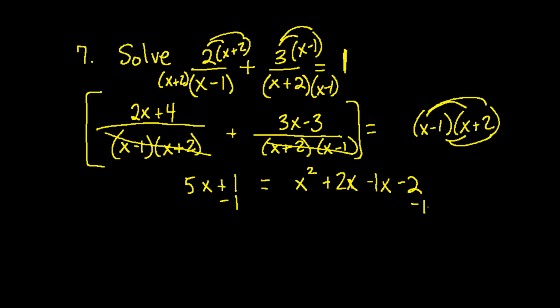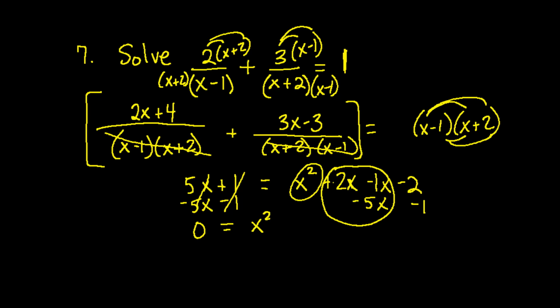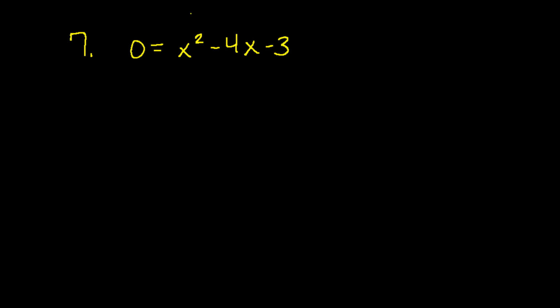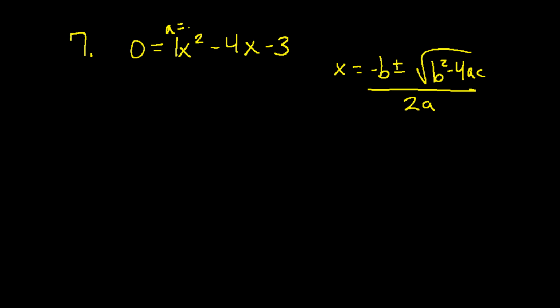So I'm going to subtract 1 from both sides and subtract 5x from both sides. So I get 0 equals x squared. That's this term. All of these are x terms. So we have positive 2 minus 1, which is 1x, minus 5x, which is negative 4x. And then we have two numbered terms, which add up to negative 3. Since it's not factorable, I'm going to use the quadratic formula. A is 1, B is negative 4, and C is negative 3.